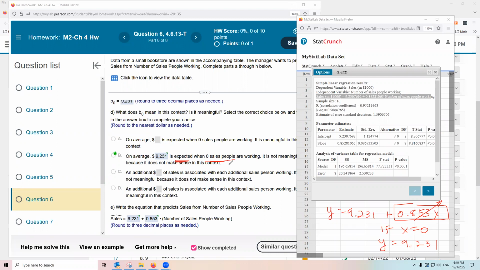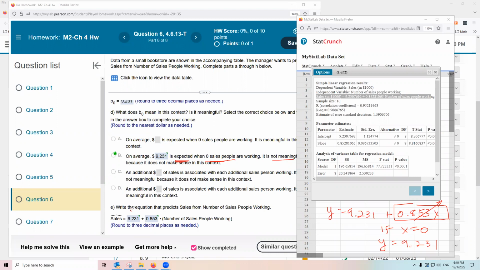But really that doesn't make any sense. It's not meaningful because you would never have 0 salespeople working. So it really doesn't make sense in the context of this problem to let x equal 0. That's what the y-intercept is. The y-intercept is the y value when x equals 0. Sometimes it makes sense to let x equal 0. Sometimes it doesn't make sense to let x equal 0. Here, since x represents the number of salespeople working, it would not make sense.